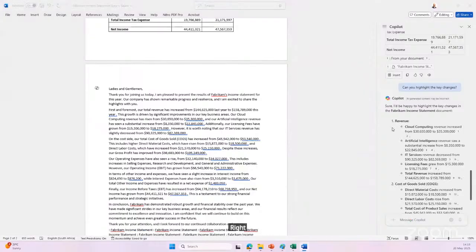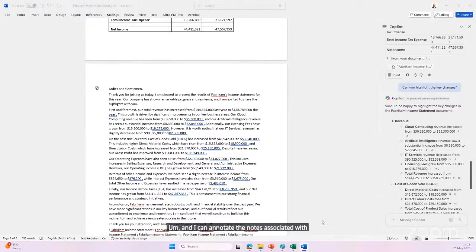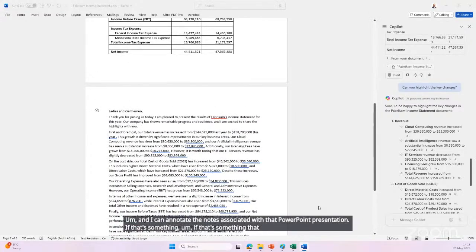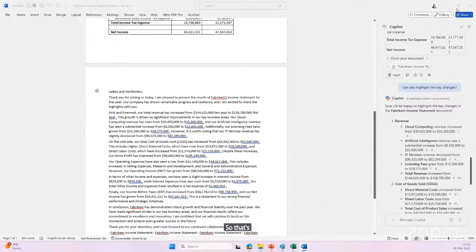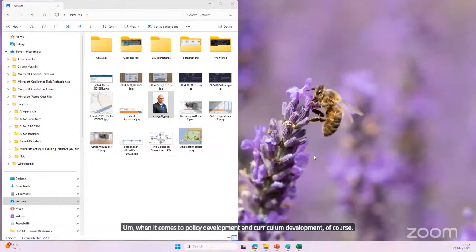And of course, once I have a document, I can use the generative AI capability of Microsoft PowerPoint to convert that document into a PowerPoint presentation. I can annotate the notes associated with that presentation if that's something I want to do. So that's a great utilization of an AI assistant. When it comes to policy development and curriculum development, of course, we can do something very similar.